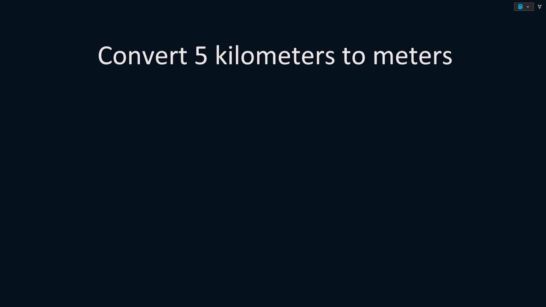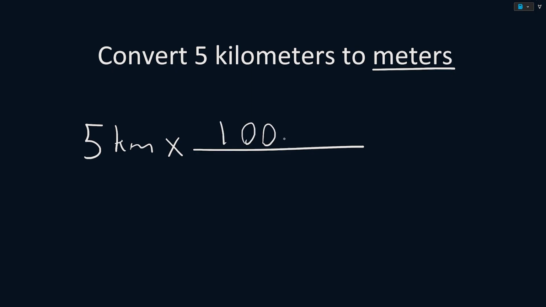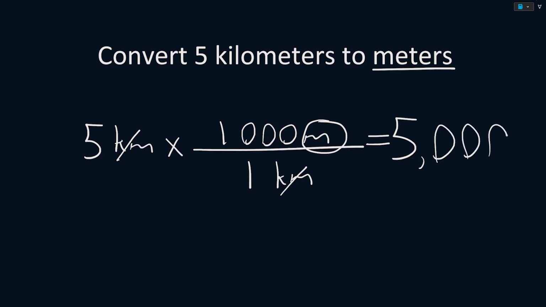Convert 5 kilometers to meters. We were given 5 kilometers, and we want to convert them to meters. In order to do this, we need to multiply through our conversion factor. Our conversion factor is that 1,000 meters is equal to 1 kilometer. Multiplying through our conversion factor, the kilometers cancel out, and it leaves us with meters. Solving this, 5 kilometers is equal to 5,000 meters.